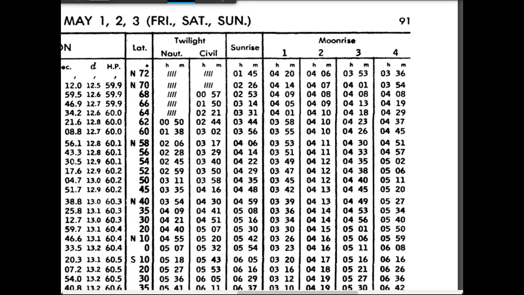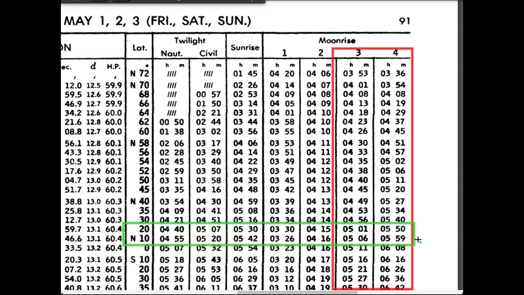Okay, so we're looking at moonrise over here. We have our latitude scale over here. So what we're looking for are 3 and 4 May. So these columns right here. And now what we want to do is make sure that we plug in our latitude as well. If our latitude is about 16 degrees north, we are between 10 degrees and 20 degrees north. So we're somewhere along here.